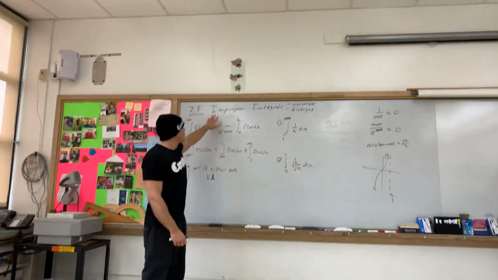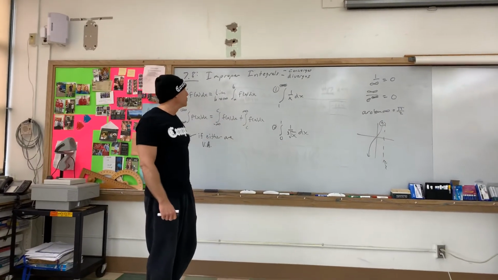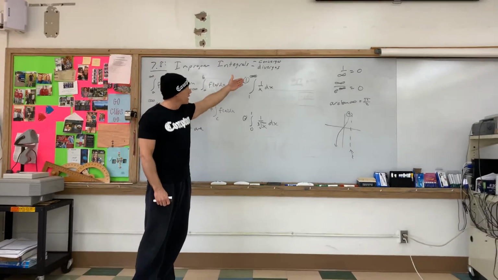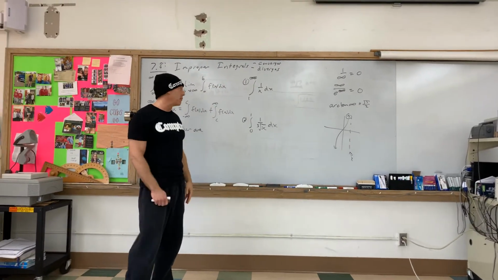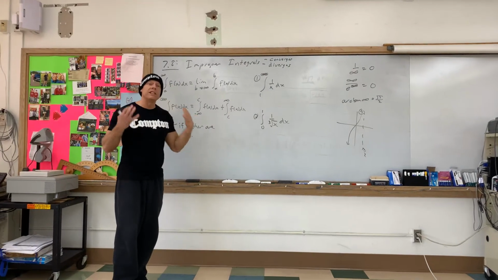Okay, we're going to move on with 7.8. It's called improper integrals. I put converges and diverges up here. I'll explain what that means in a minute. First of all, what is an improper integral?